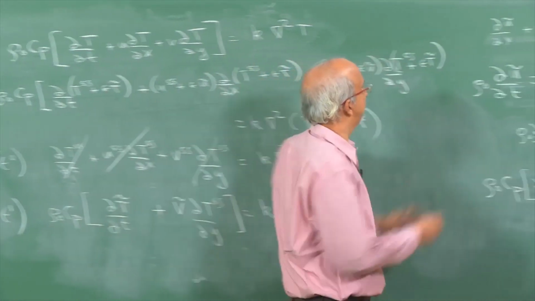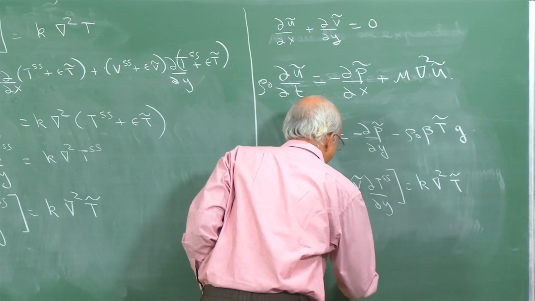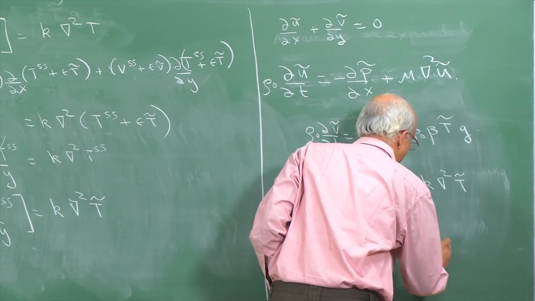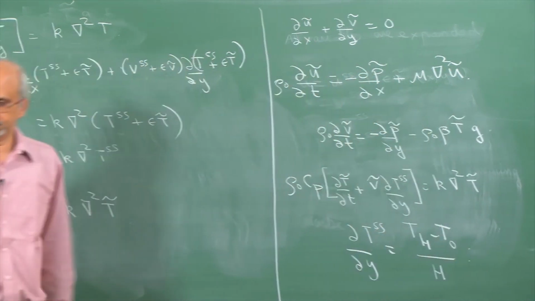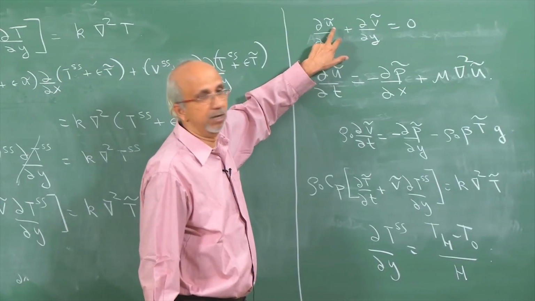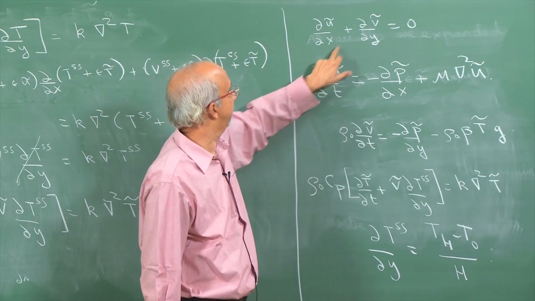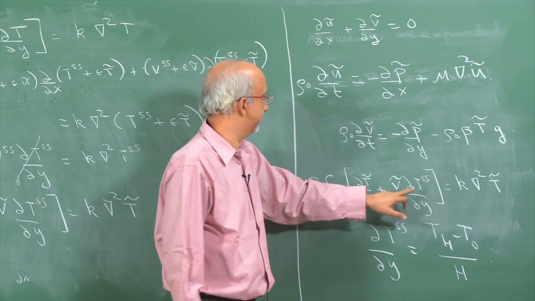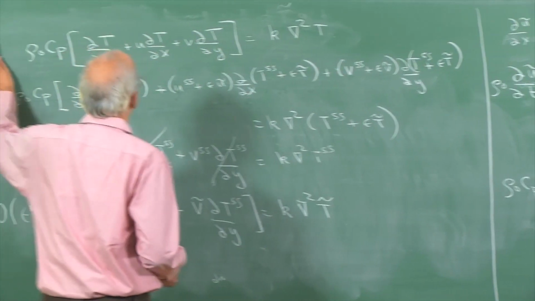So, I have now a system of 4 equations which are coupled and if you recall dTSS by dy is nothing but Th minus T0 divided by capital H because my gradient is linear. The point to note here is that I have 4 equations for my 4 perturbed variables and all of these are coupled to each other. U tilde depends on V, U depends on P, P depends on V and T and this depends on V. So, it is necessary for you to solve all these equations together simultaneously.